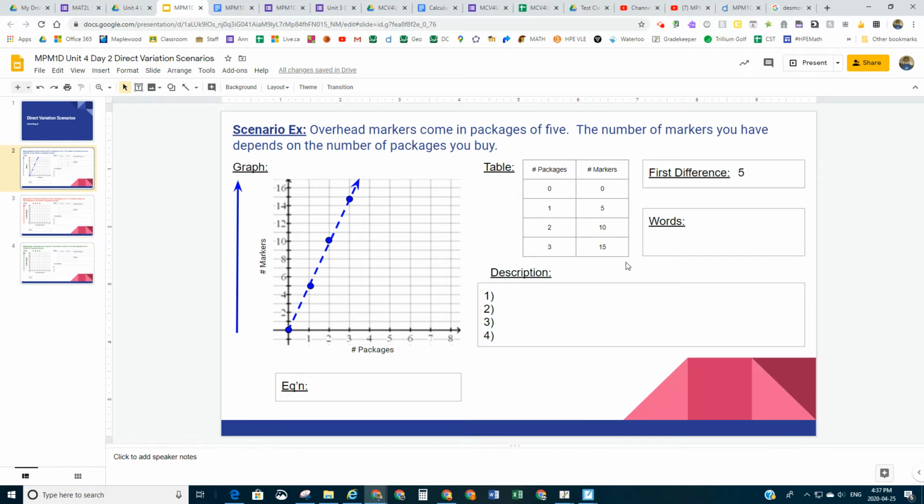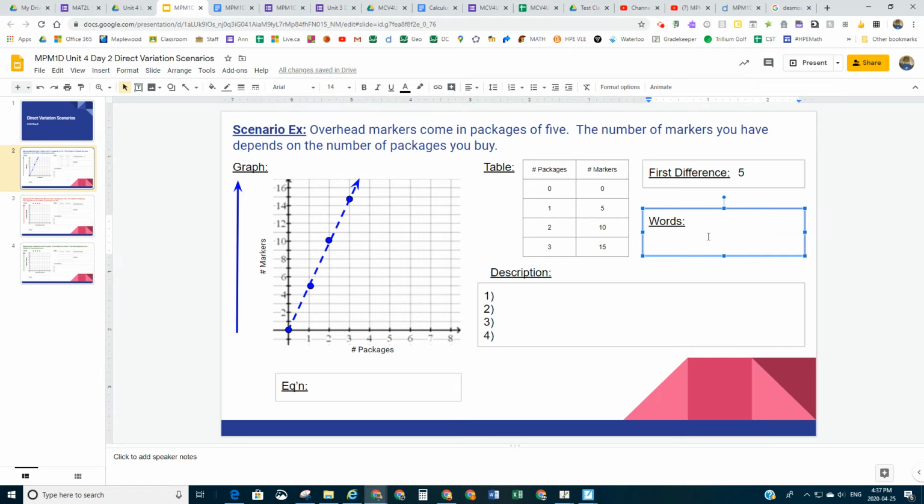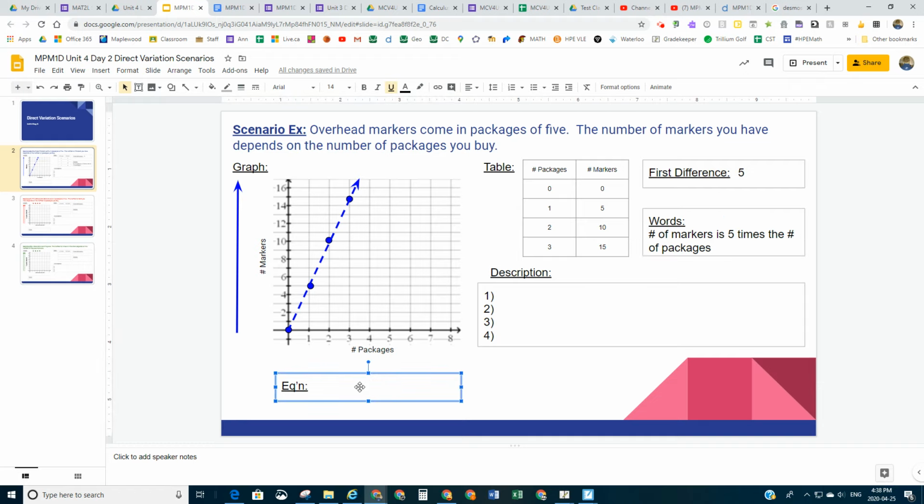Next, let's describe this in words. All right, so in words, we can say that the number of markers is 5 times the number of packages. So the number of markers is 5 times the number of packages. That's going to be helpful when we come down and do the equation too.